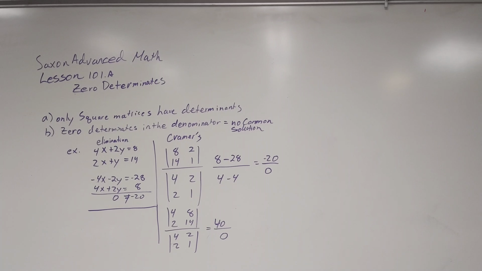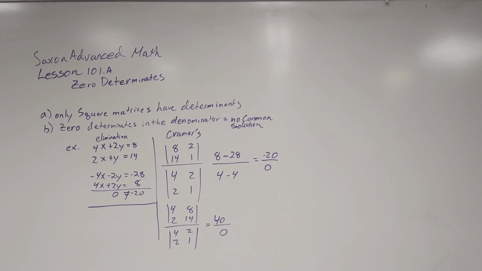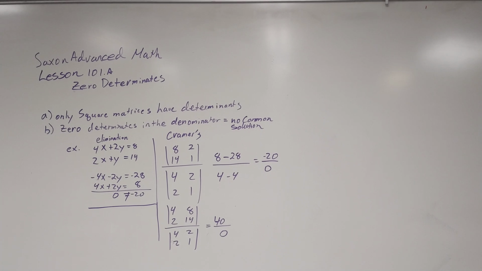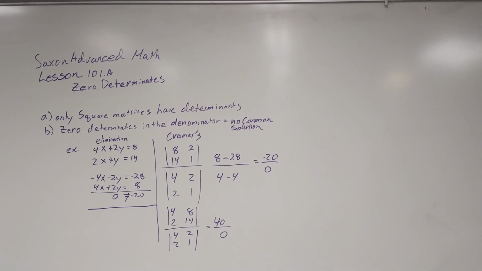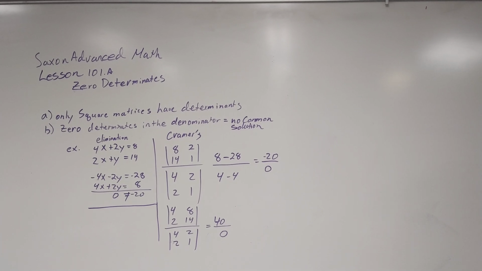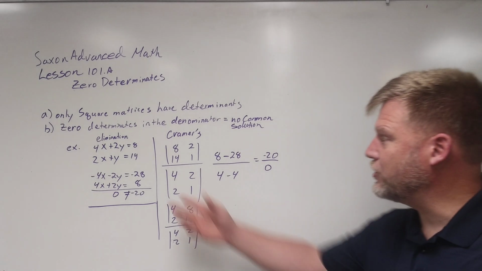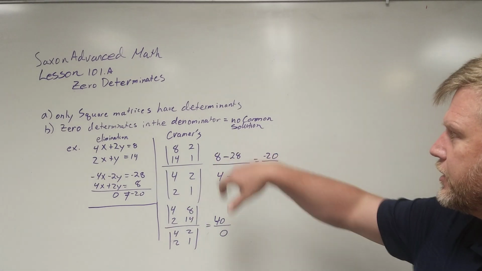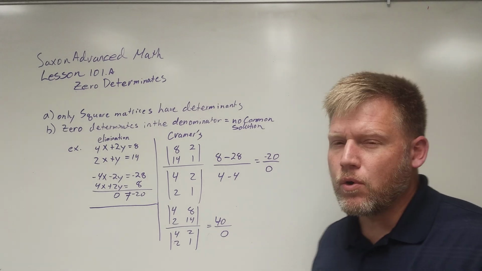This is Saxon Advanced Math, Lesson 101.8, and we're going to talk about zero determinants. Okay, now, only square matrices have determinants, and we've already worked with this. Square matrices, of course, have the same number of rows and columns. This is a 2 by 2 matrix. And a zero determinant in the denominator equals no common solution.